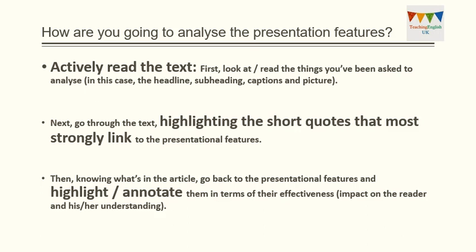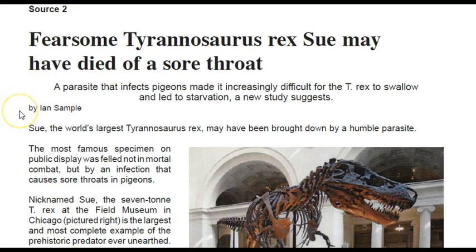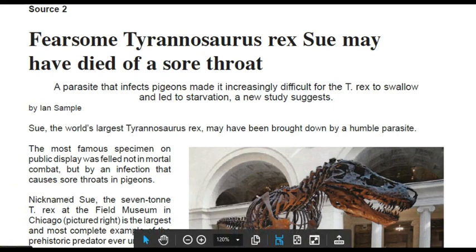Let's have a look at the second source in the January 2011 English Language Higher paper. Here is source 2. So question 2 refers to source 2. Fearsome Tyrannosaurus rex Sue may have died of a sore throat. Let's have a look at the question.